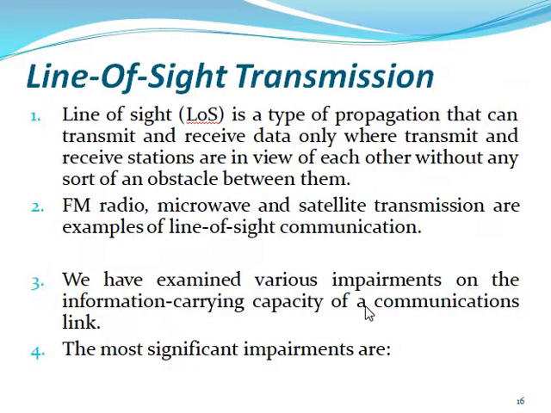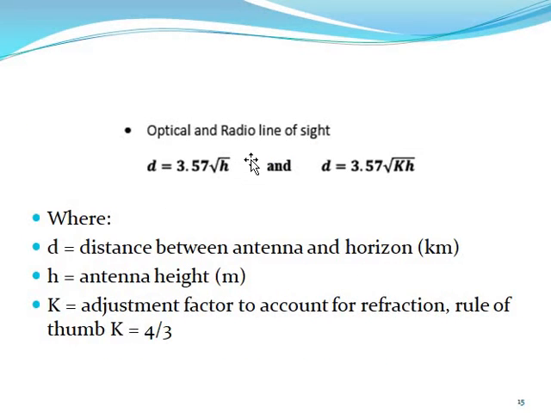Now we can show the radio line of sight equation. D equals 3.57 times the square root of H, where D is the distance between the antenna and the horizon in kilometers, and H is the antenna height. The adjustment factor for refraction, as a rule of thumb, is K equal to 4/3. So this is how you can find the radio line of sight distance.